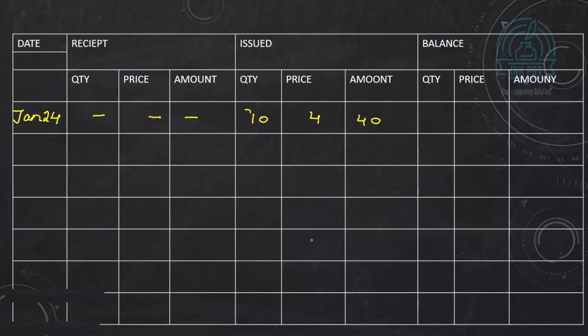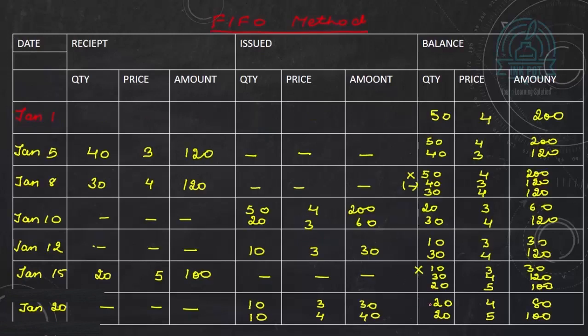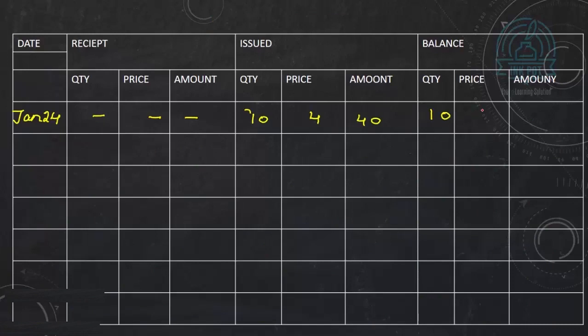So let's check the balance. Out of this 20, we have issued 10. Now we are left with 10 units at the rate of 4 and 20 at the rate of 5. So amount is 40, and then we have 100. Right.